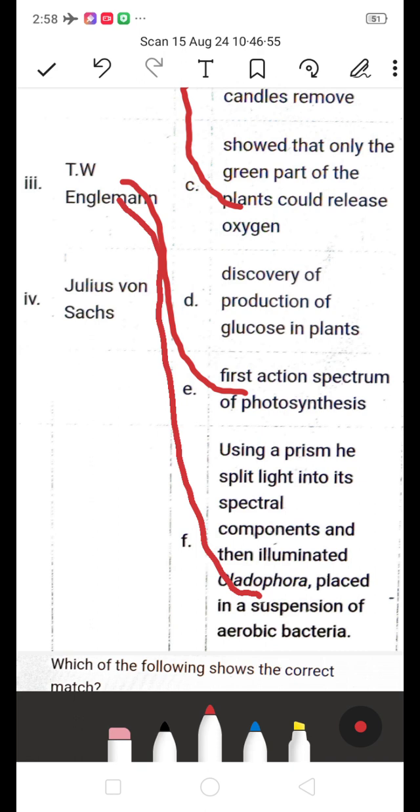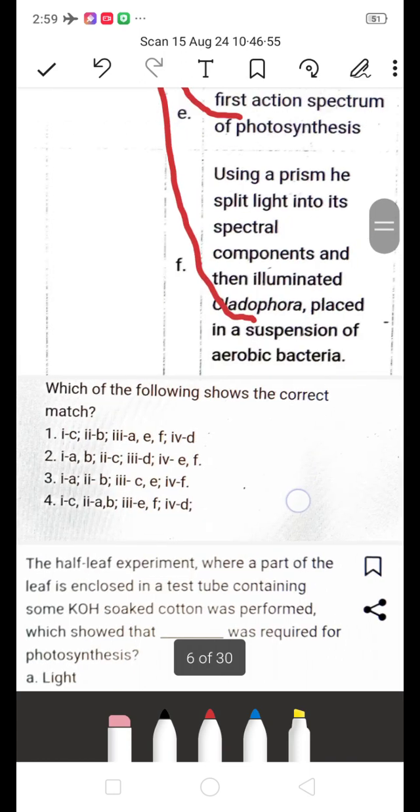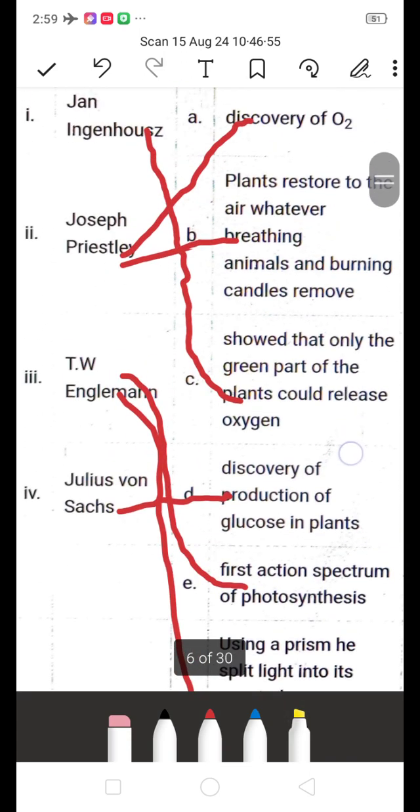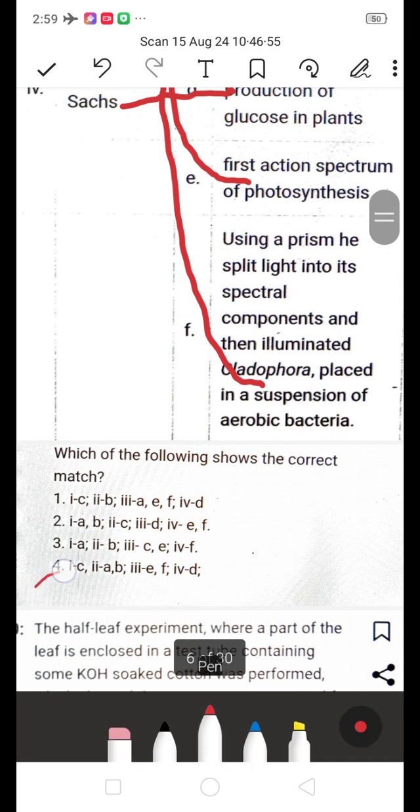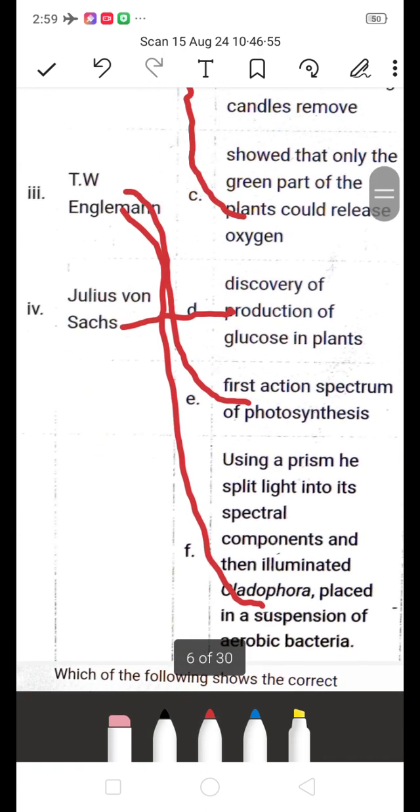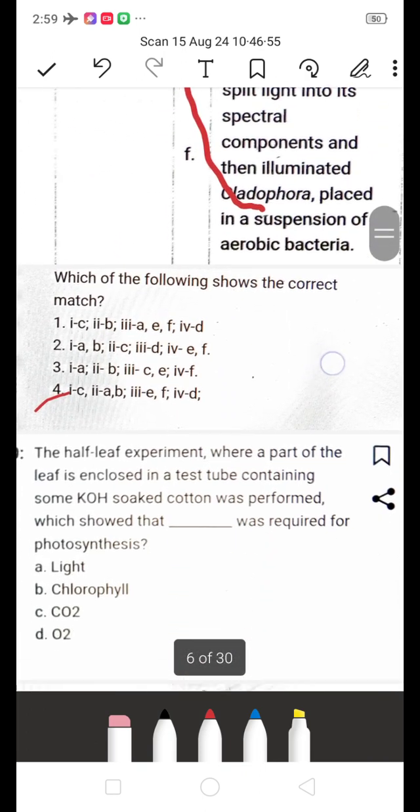He discovered the production of glucose in a plant. This is the right answer. So in this, the option is 1 matches with C and 2 with A, B. Okay, this is the fourth one. 1 matches with C, 2 matches with A, B, 3 is E, F, and the fourth one is D. Julius von Sachs, discovery: production of glucose in a plant. So this is the right option. Fourth one is the right answer.